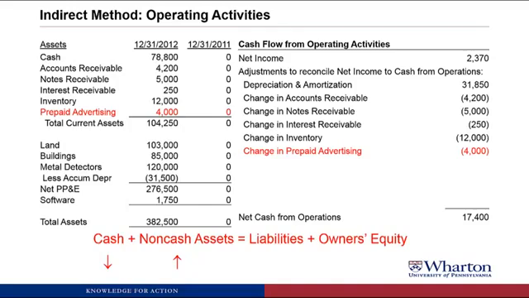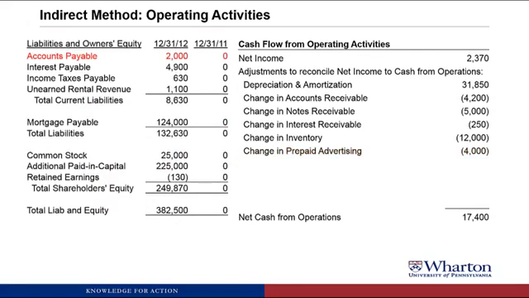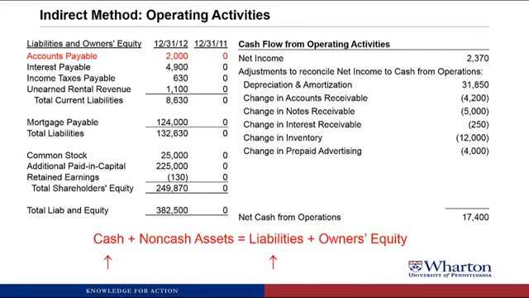If we look at the rest of the asset side of the balance sheet, we have land, buildings, metal detectors, software. We don't do anything with those in the operating section because we've already taken care of those in the investing activities. So we move on to the liability side of the balance sheet. We have accounts payable went from 0 to $2,000. That's an increase in a liability of $2,000. Note we're on the other side of the equal sign with the liability. So liability going up means that we need to add it to the cash flow statement.